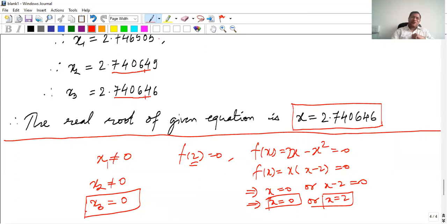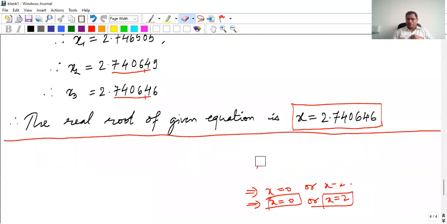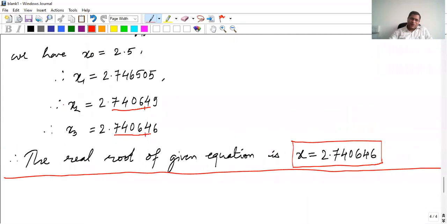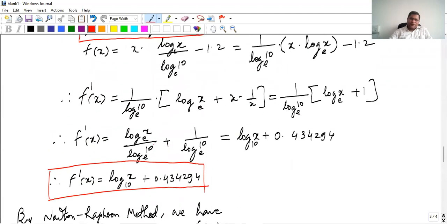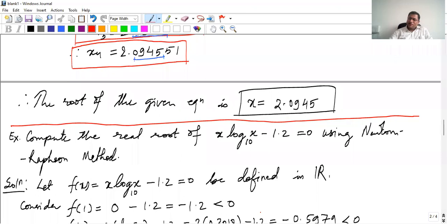So numerical methods are used if you are not able to find the root by our usual methods. Usually numerical methods come into the picture when we are not able to get the value by using factorization or the usual method, when it is not easy to guess the root. In this case it was not easy to guess the root, so we went to the numerical method.